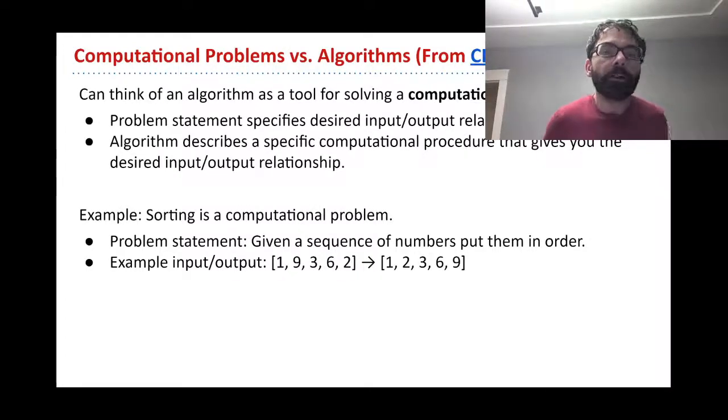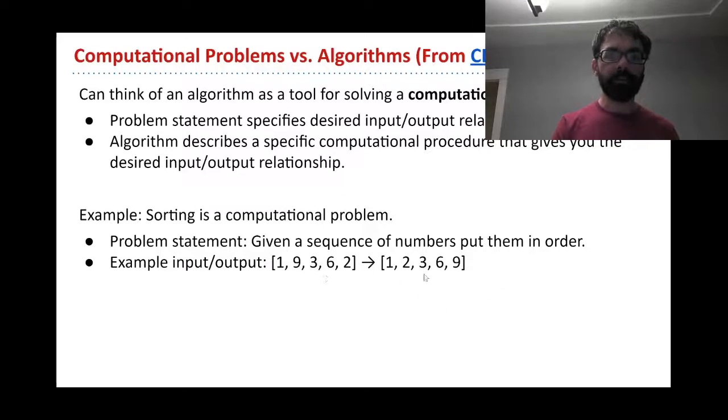We can think of algorithms as a tool for solving a computational problem. Imagine we have some input-output relationship that we want, like the input is a list, and the output is a sorted list, like we see here. An algorithm is a specific technique to take a list like 1, 9, 3, 6, 2 and produce the sorted version, 1, 2, 3, 6, 9. So sorting is a kind of computational problem, and there are many different algorithms, as we'll see in this lecture, for producing a sorted list.